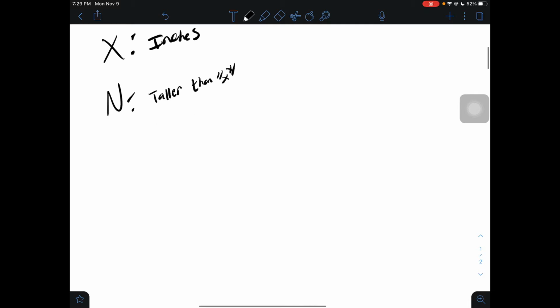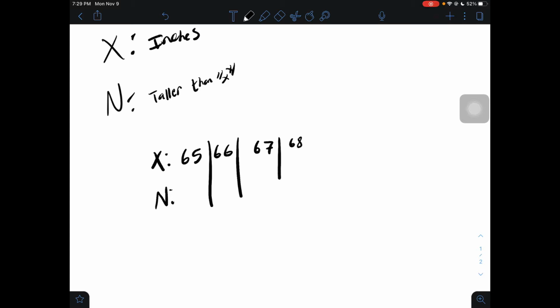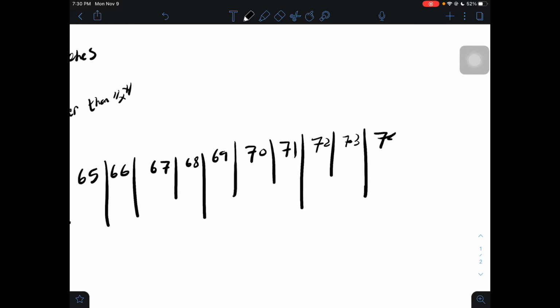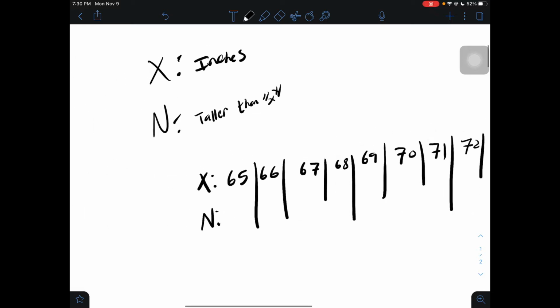So we're going to write down our data down here. x is on top, n is on the bottom. Our x values are going to be 65, 66, 67, 68, 69, 70, 71, 72, which is just 6 feet, 73, 74, 75, and finally 76. And now we also need to label our n term as well.